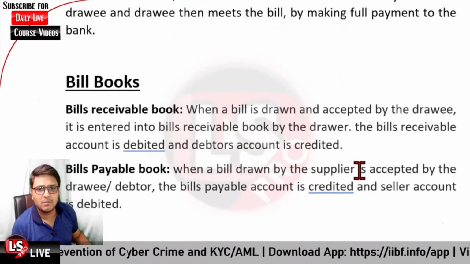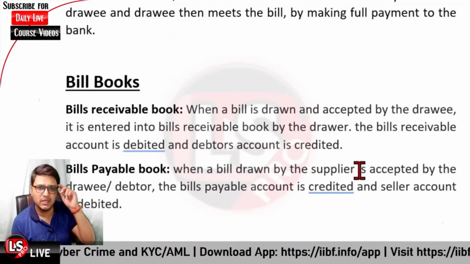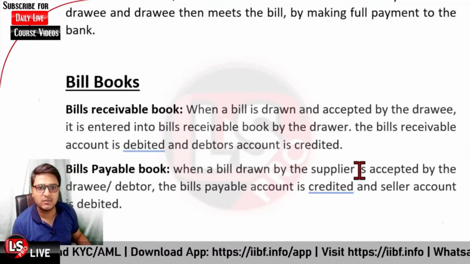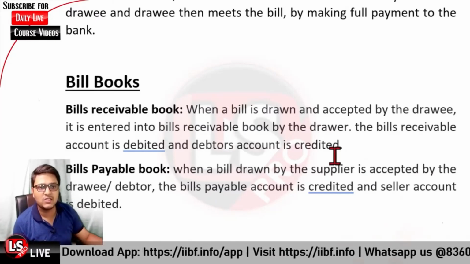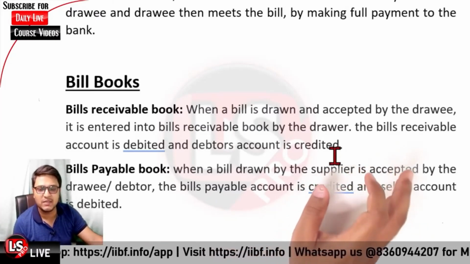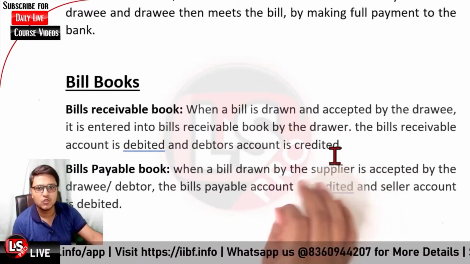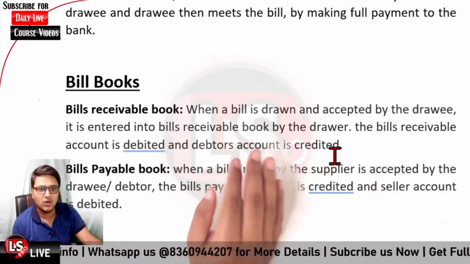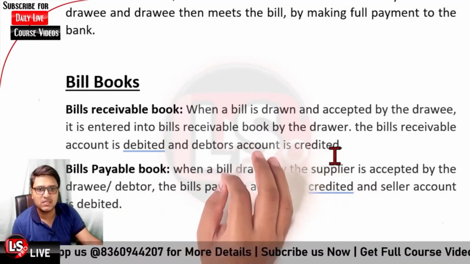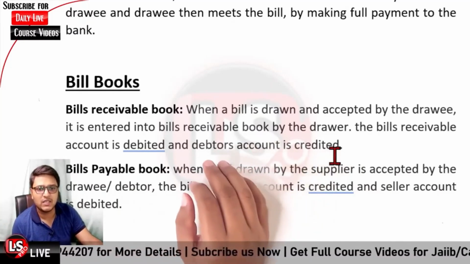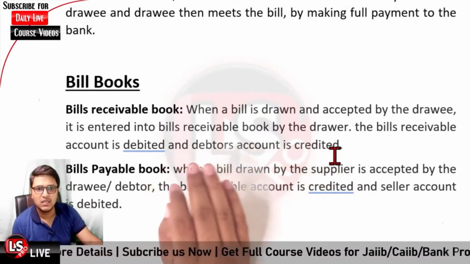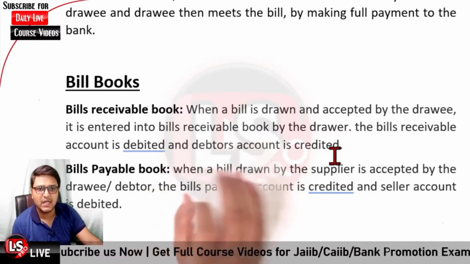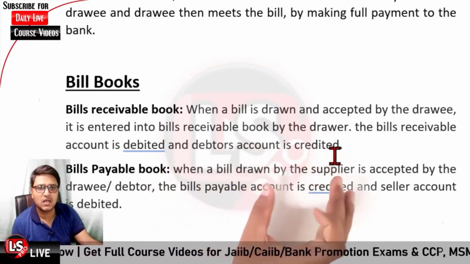Further, it is regarding the bill books. As I already told you, there is a bills receivable book and a bills payable book. When a bill is drawn and accepted by the drawee, you are entitled to receive the payment, so the entry is to be recorded in the bills receivable. In that case, the bills receivable account is debited, and the debtor account is credited.